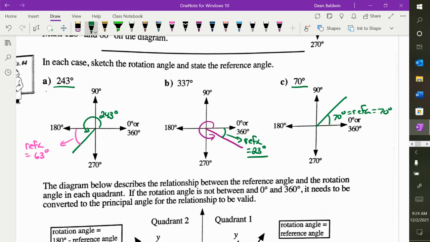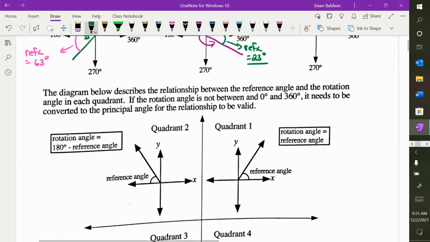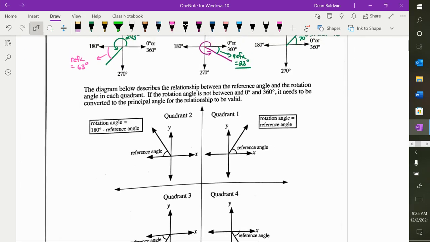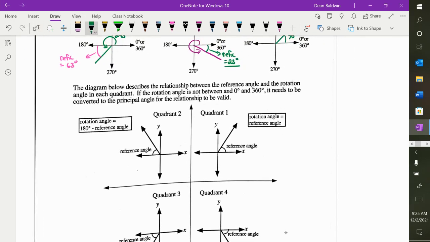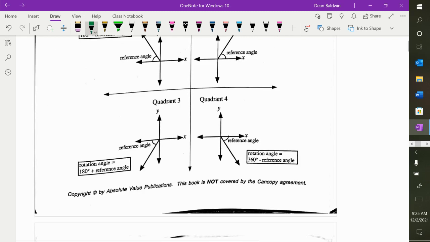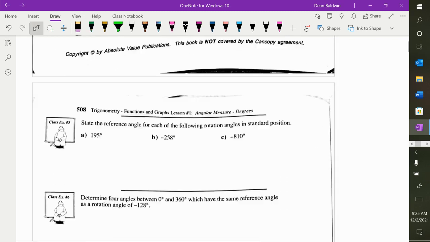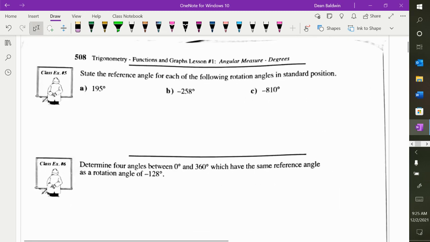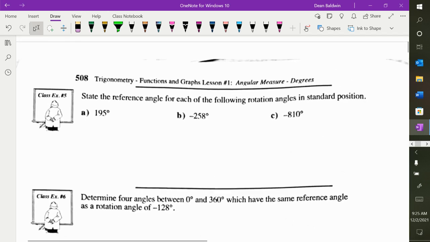All right. You ready for the next page? I don't like this. This is them showing how to get it. Rotation angle is 180 minus the reference. I just use your head. I don't know what else to say about that. You do this enough times, you'll just know how to do it. All right. State the reference angle for each of the following rotation angles in standard position.